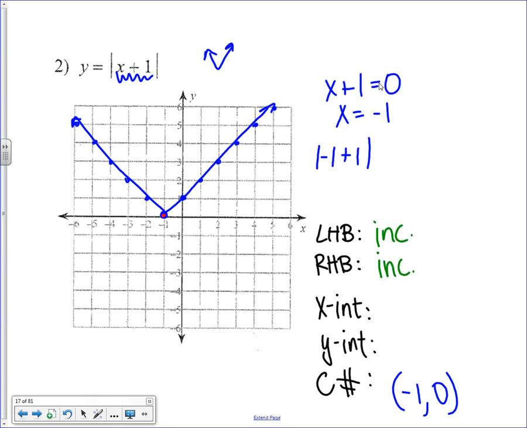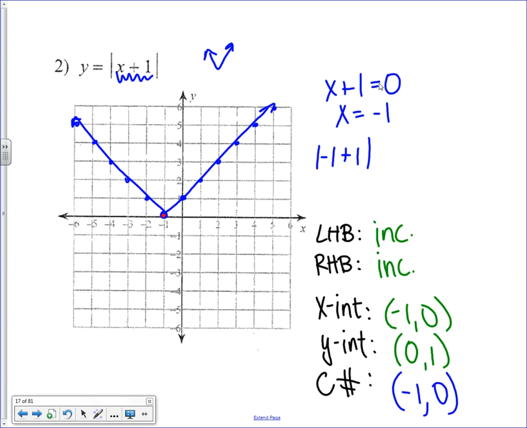How about my x-intercept? (-1, 0). How about the y-intercept? How we doing, guys? Critical number, then use your slope.